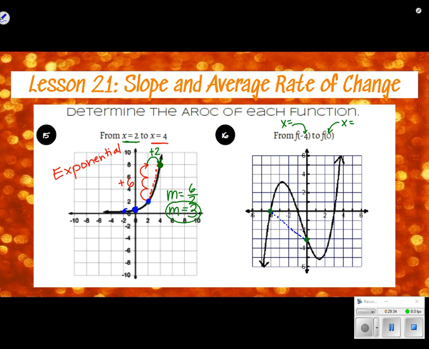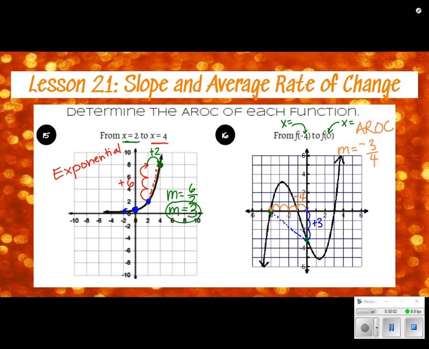So I'm going to count rise, 1, 2, 3. I did an up 3. I'm going to count a run and count to the left, 1, 2, 3, 4. So that's a -4. So my slope, my average rate of change, is -3/4. Average rate of change is just slope.